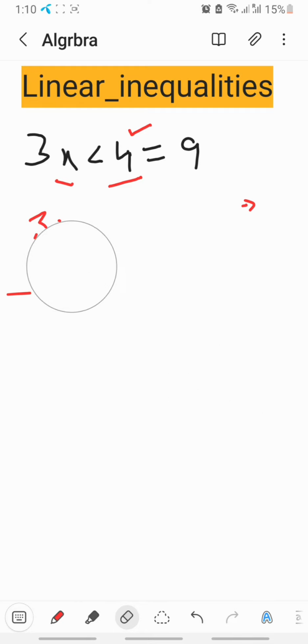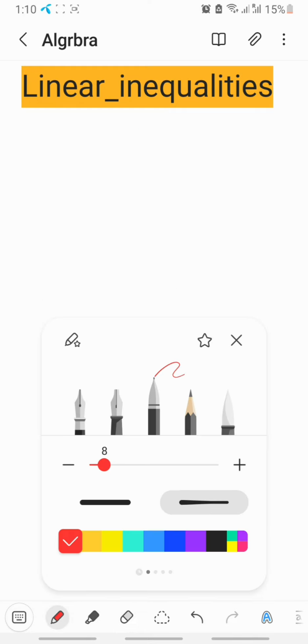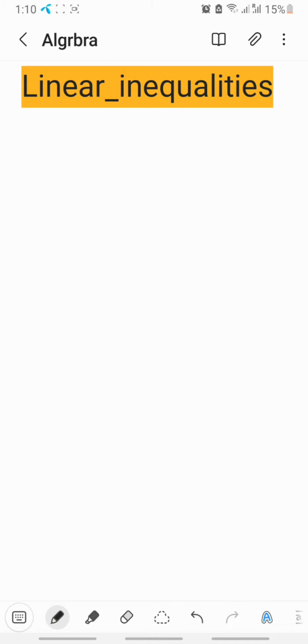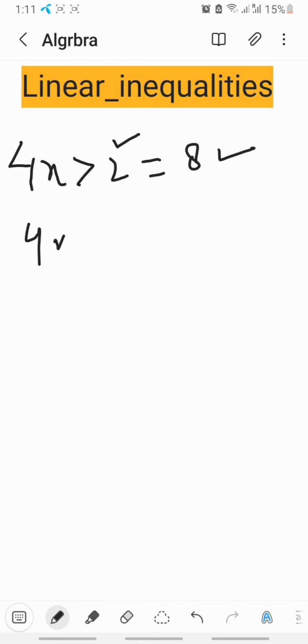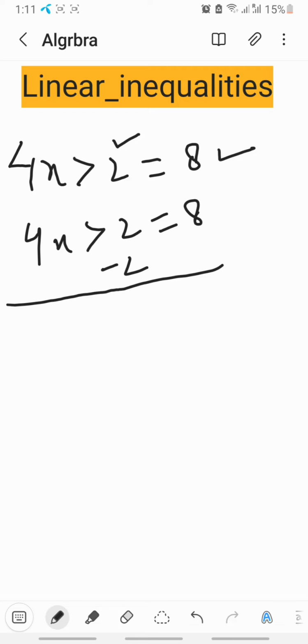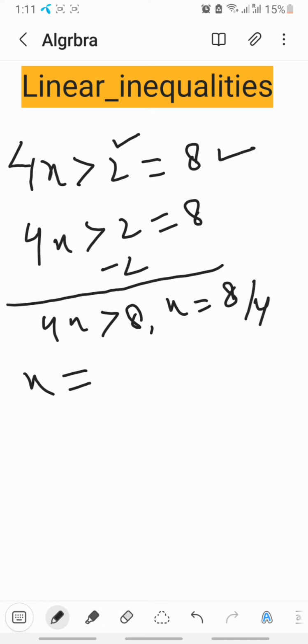So we will move toward the next question. Let's say we have the question 4x + 2 > 8. As in the previous method, just remove this 2, which is the constant after the variable. We will have to subtract 2 from the inequality. 4x + 2 > 8. Subtract 2, we get 4x > 8, so x > 8/4, x > 2.